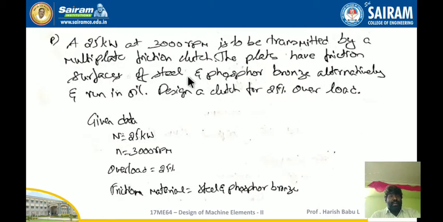So considering the fourth problem: a 25 kilowatt at 300 rpm is to be transmitted by a multi-plate friction clutch. The plates have frictional surfaces of steel and phosphor bronze alternately and run in oil. Design a clutch for 25% overload. So in this case, they are given a multi-plate friction clutch, and two frictional materials, that is phosphor bronze and steel, so alternately they will be placed, and it will be running in oil. The given data is N equals 25 kilowatt and small n, that is RPM, will be 3000 RPM. The overload is 25% and the frictional material will be steel and phosphor bronze.